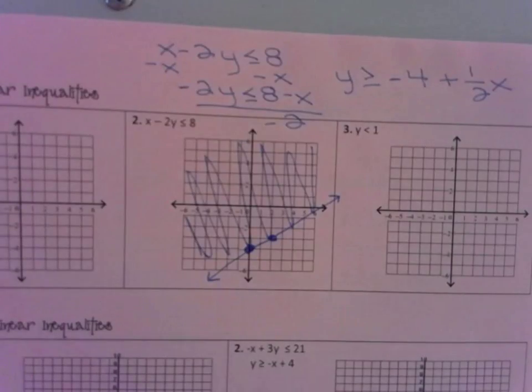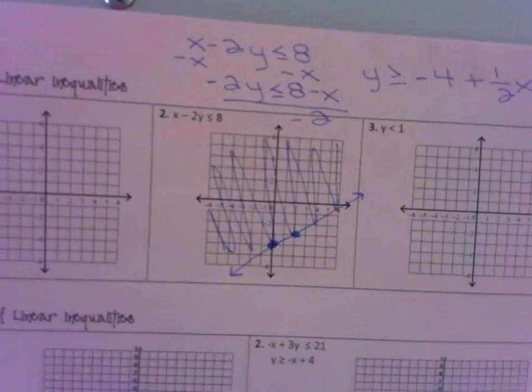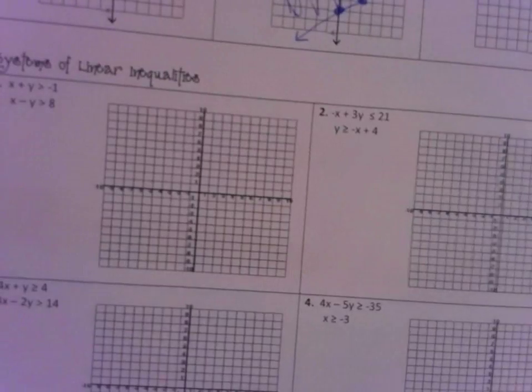Okay. Any questions on that? I'm going to do one more. I'm going to do one of the 4 on the bottom. I'm not doing 4 because it's easier. 3? Let's look at 3. 3 is the hardest.